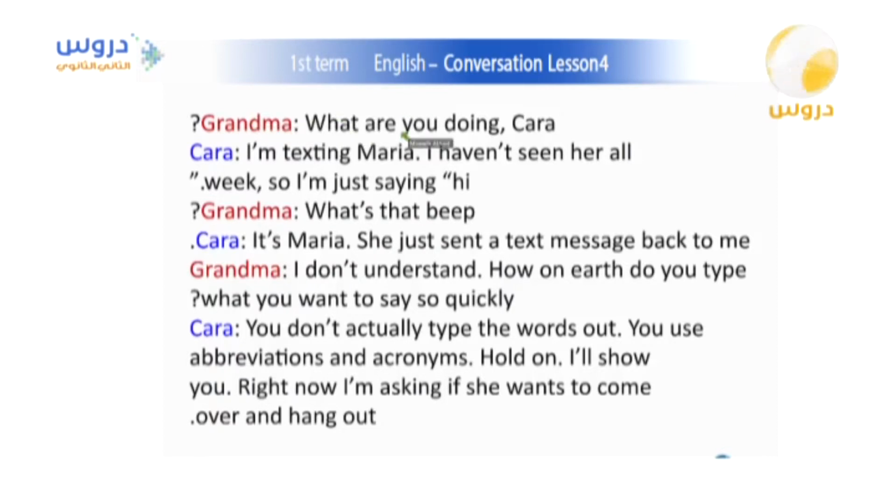So grandma, what are you doing, Kara? Kara, I'm texting Maria. I haven't seen her all week, so I'm just saying hi. Grandmother, what is that beep? You know, whenever you have a message, you have a beep, a sound like, oh, you have a message. Kara, it's Maria. She just sent me a text message back to me. Grandmother, I don't understand. How on earth do you type what you want to say so quickly?